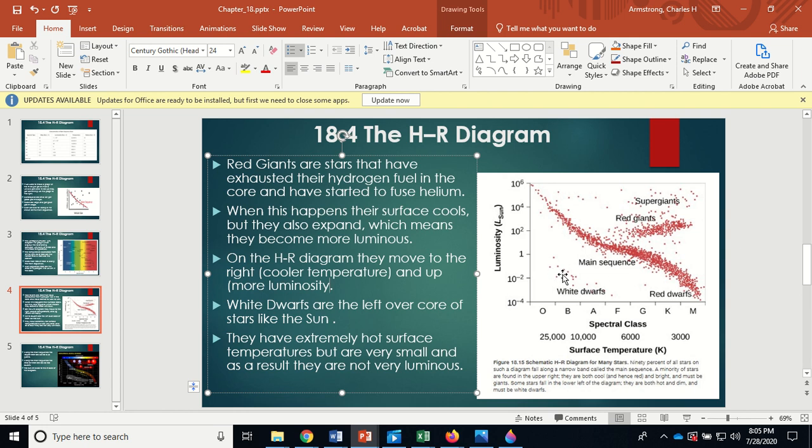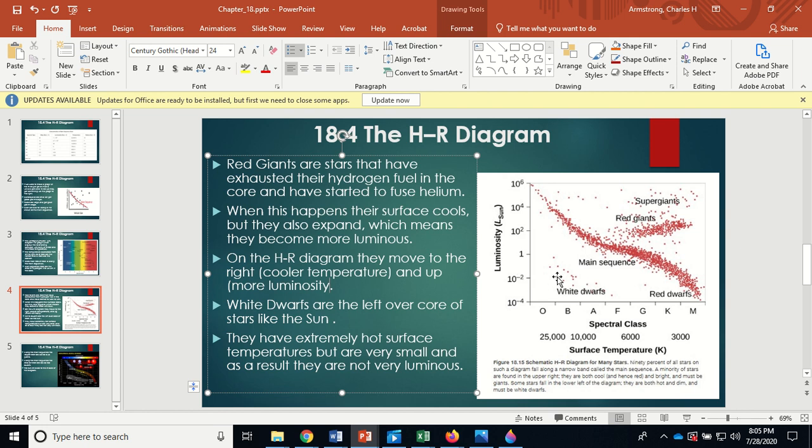Now they're very, very hot. Why? Because they're the leftover core. The sun's core is something like 600 million Kelvin, maybe. So the sun's core is very, very hot right now. It's going to cool down over time, but it's still extremely hot. So it's still got very high temperatures, but it is so small. It's a leftover core. The outer layers have left.